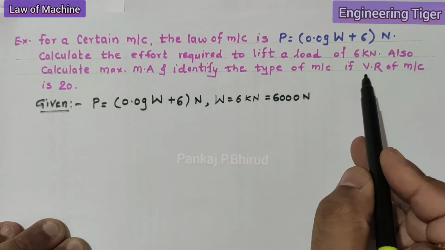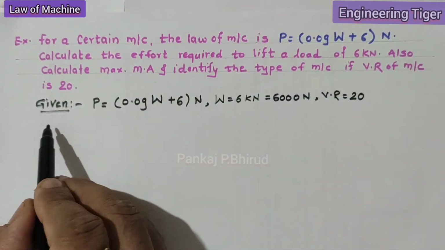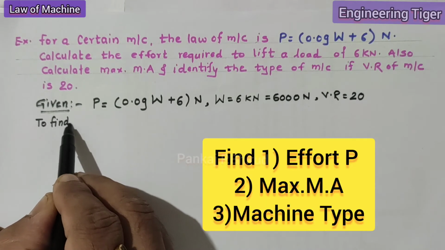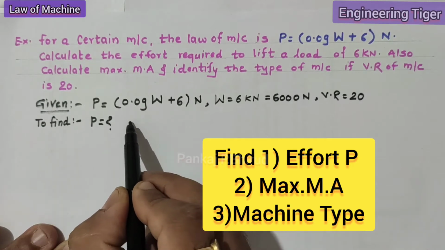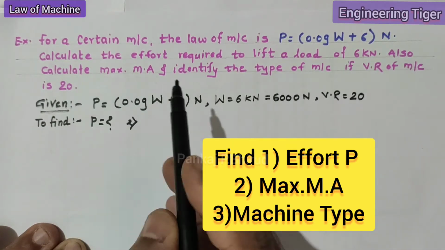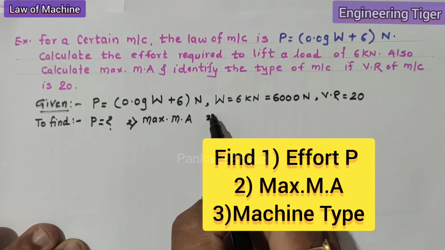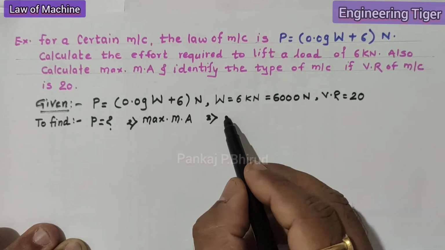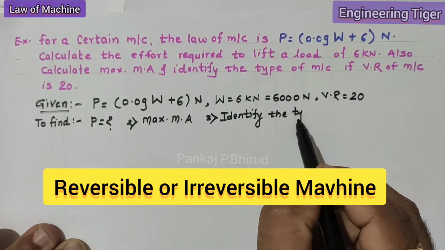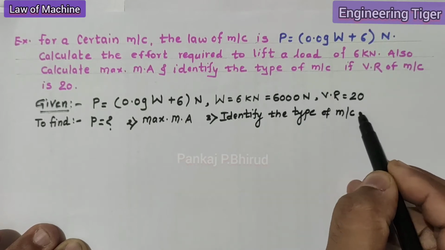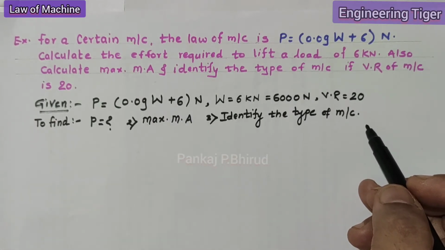Then here velocity ratio of machine is 20. So VR is equal to 20, and we have to find the effort required, that is P. Then maximum MA, and we have to identify the type of machine. In previous lecture, we have already discussed about the types of machine and how to identify it.